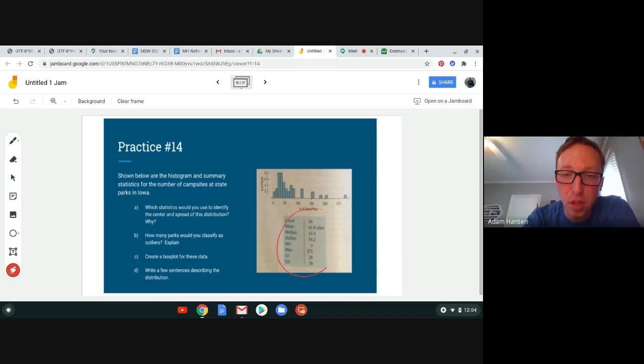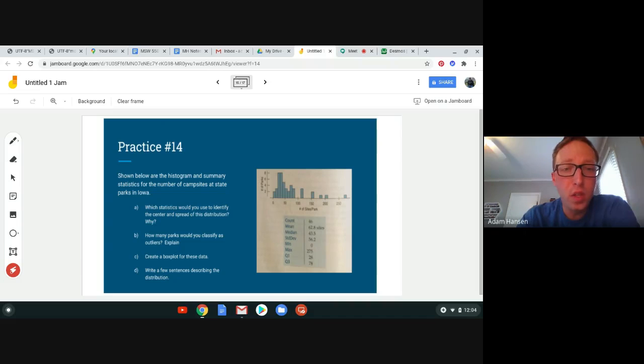Summary statistics are shown below. We have 46 state parks with an average of 62.8 campsites per state park. The median is 43.5 campsites. The standard deviation is 56.2 campsites. The minimum is 0. Maximum is 275. The lower and upper quartiles are 28 and 78, respectively.